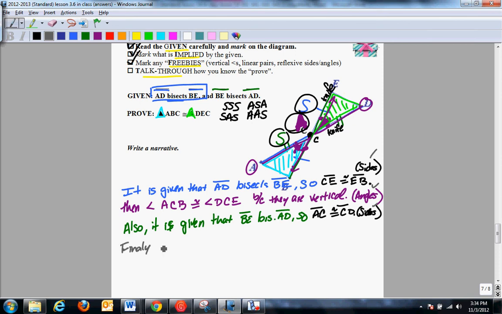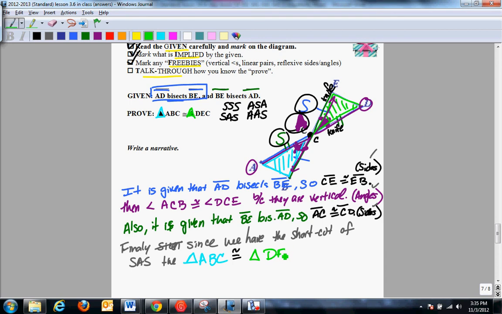Finally, since we have the shortcut of side, angle, side, then triangle ABC is congruent to triangle DEC because of the side, angle, side triangle congruency shortcut. Be prepared to explain this to your teammates step by step.